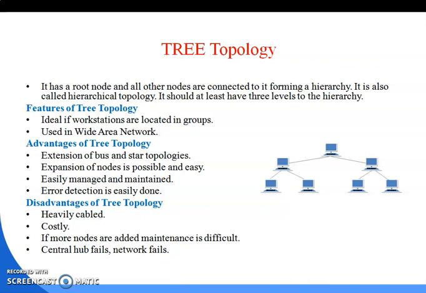So heavily cable, costly. And these are the disadvantages of the tree topology. So what are the advantages? Now, extension of bus and star topology. Expansion of nodes is possible and easy. Easily managed and maintained. Error detection is easily done. So these are the advantages of the tree topology.